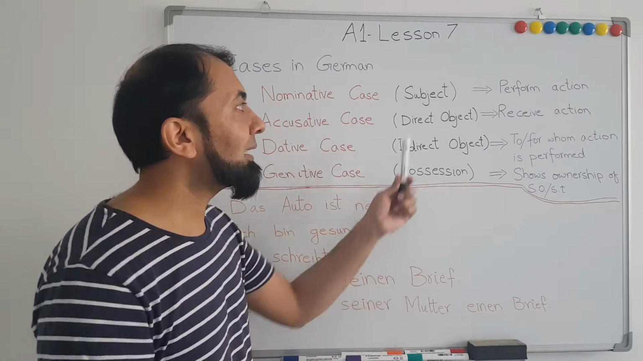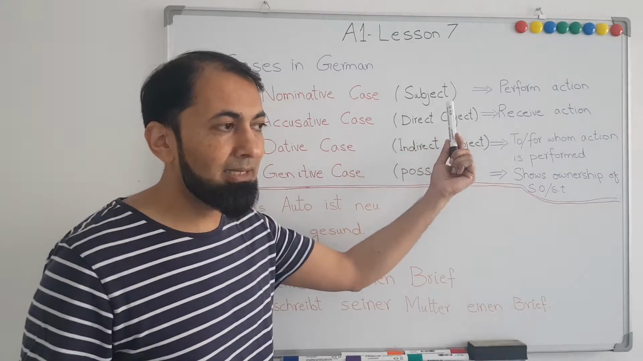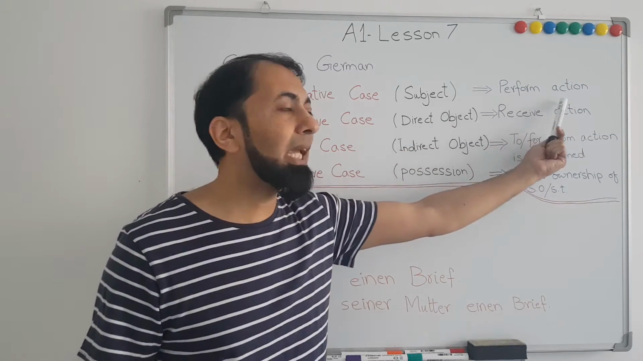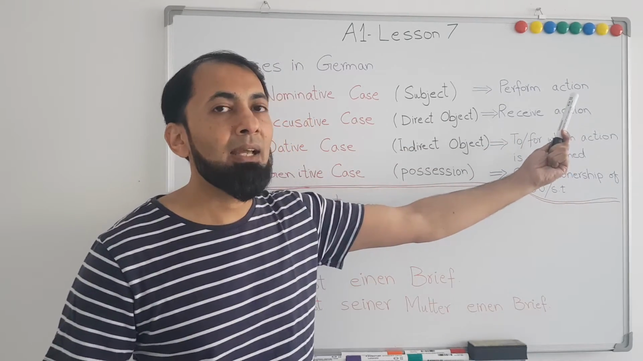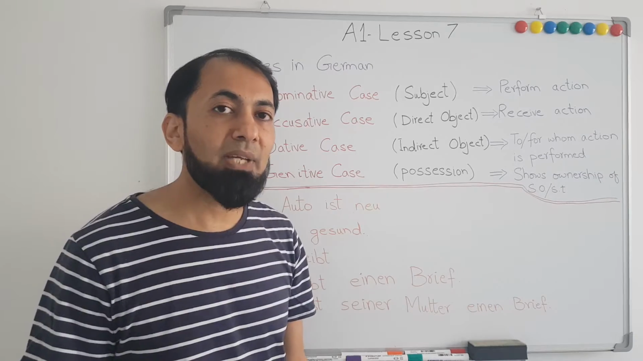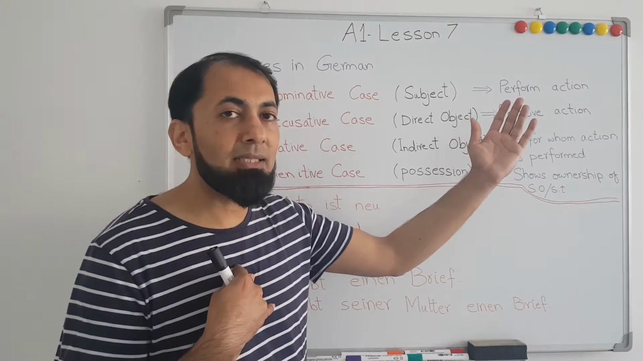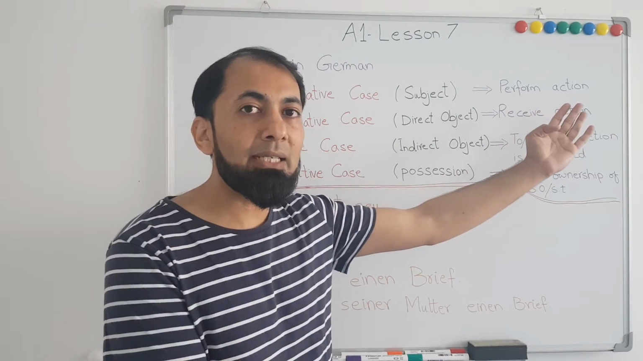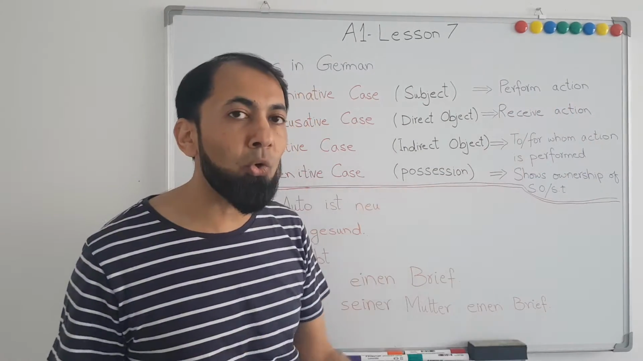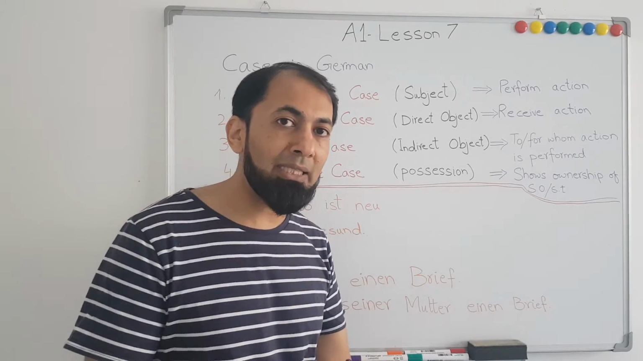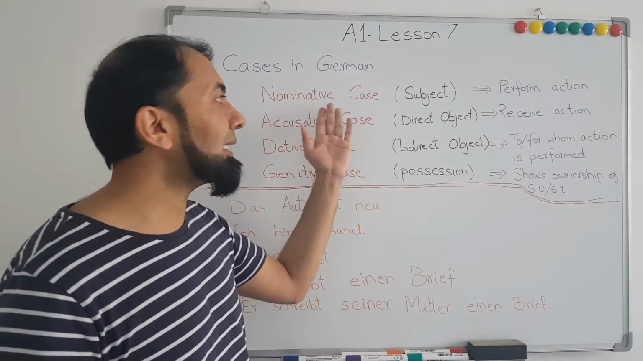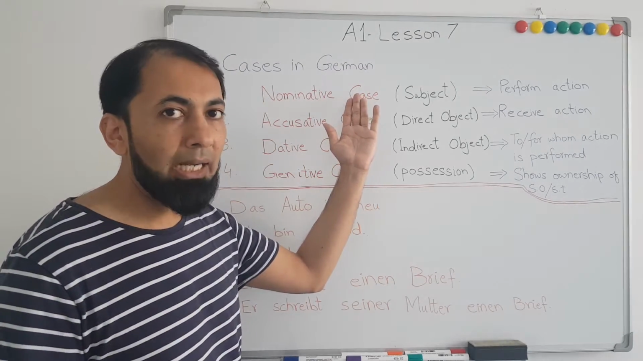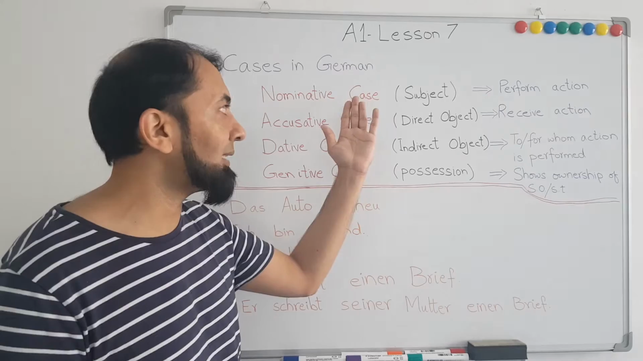So let's go through one by one. Nominative case is the subject of the sentence. So how do you identify the subject? Anything that is performing the action in the sentence, like "I write." I write means I am the subject because I am performing an action, and write is the verb of the sentence. There is no object, whether direct or indirect. So in this sentence, "I write," we have only the nominative case for I.